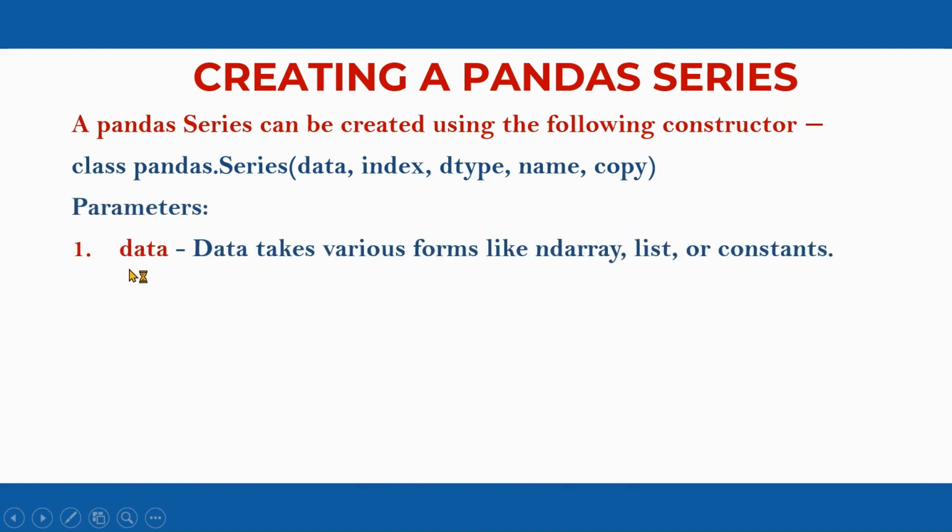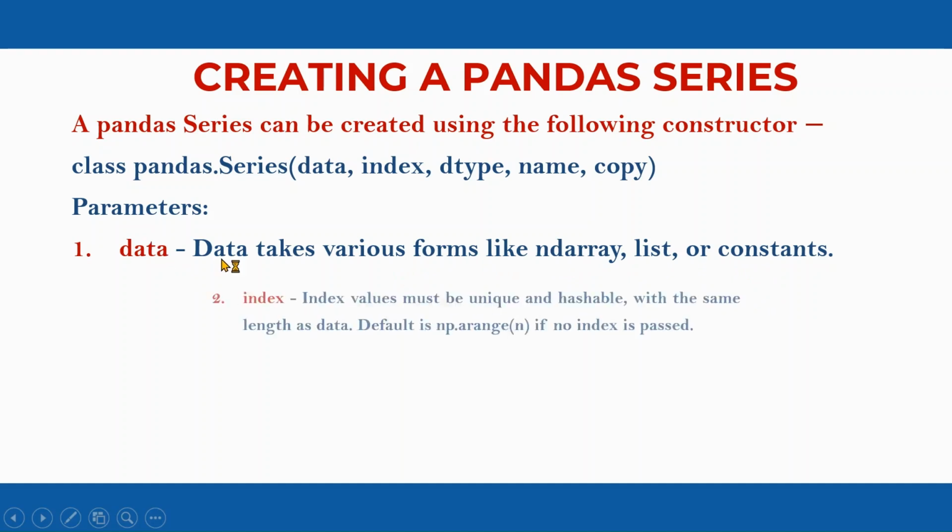Coming to the parameters, first one is data. Data takes various forms like an n-dimensional array from NumPy, or it could be list elements, or it could be a constant. So in the previous slide I was showing you, you have an alphabet, you have a number, you have a list, you have a tuple, you have a dictionary sort of thing. So the data could be anything.